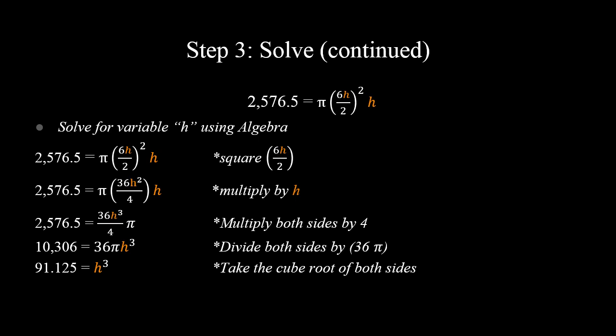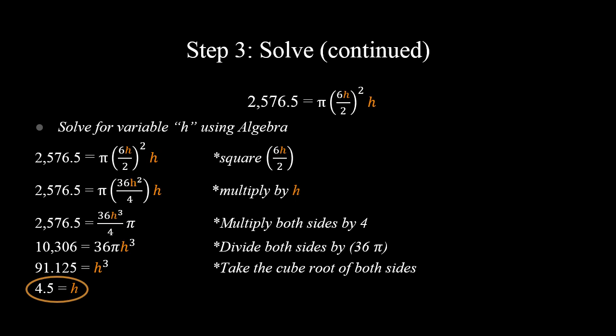And now I'm left with 91.125 equals h cubed. And I've been rounding as I've been doing these calculations. So now I want to take the cube root because remember, I want to solve for h, which means I want h on one side, everything else on the other. How do I get rid of that power of 3? Well, I take the cube root on both sides, which leaves me with h equals 4.5.